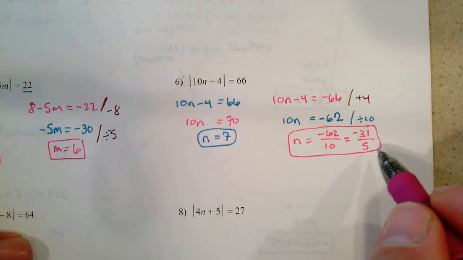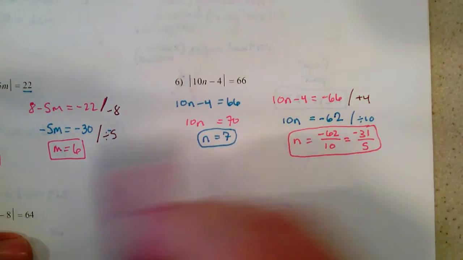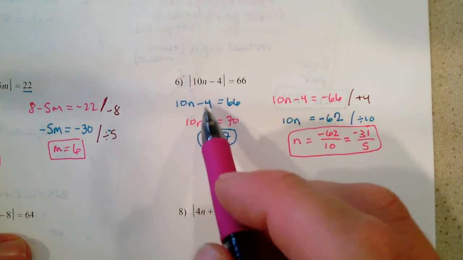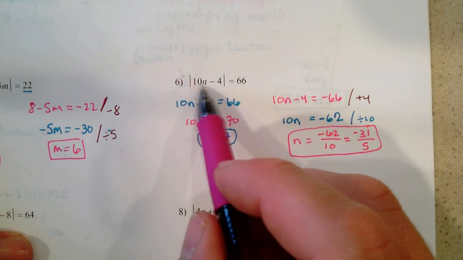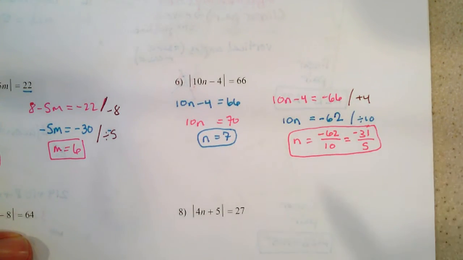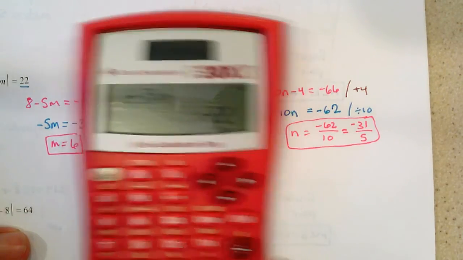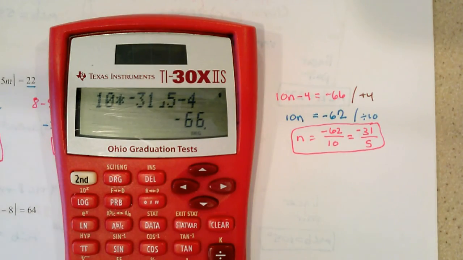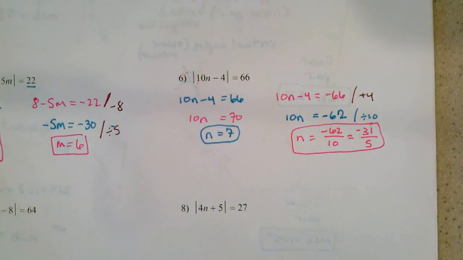Then we go back and check these, and you should check them. Since we have a space consideration here, we won't require it for these, but we could calculate it at least. If n is 7, 10 times 7 is 70, minus 4 is 66. So that works. And then for the other one, we have negative 31 over 5. 10 times negative 31 over 5, and then we subtract 4, gives negative 66. So it works there. I want you to go ahead and try the other two out on your own. See how it goes for you. All right.